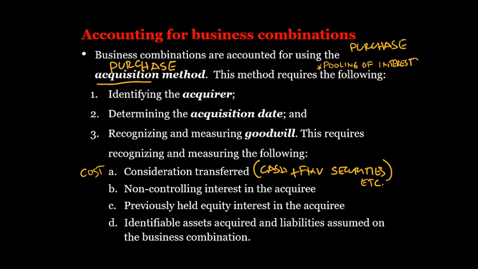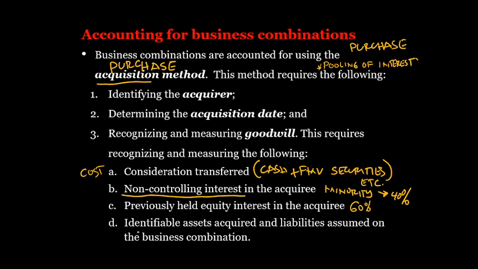And then you have your non-controlling interest in the acquiree. So what's this non-controlling interest? This is also known as your minority interest. If you've heard of this term, the minority interest is actually the opposite of majority. So if you acquired 60%, then the minority interest will be 40%. Letter C, previously held equity interest in the acquiree, so previous investments in the acquiree.